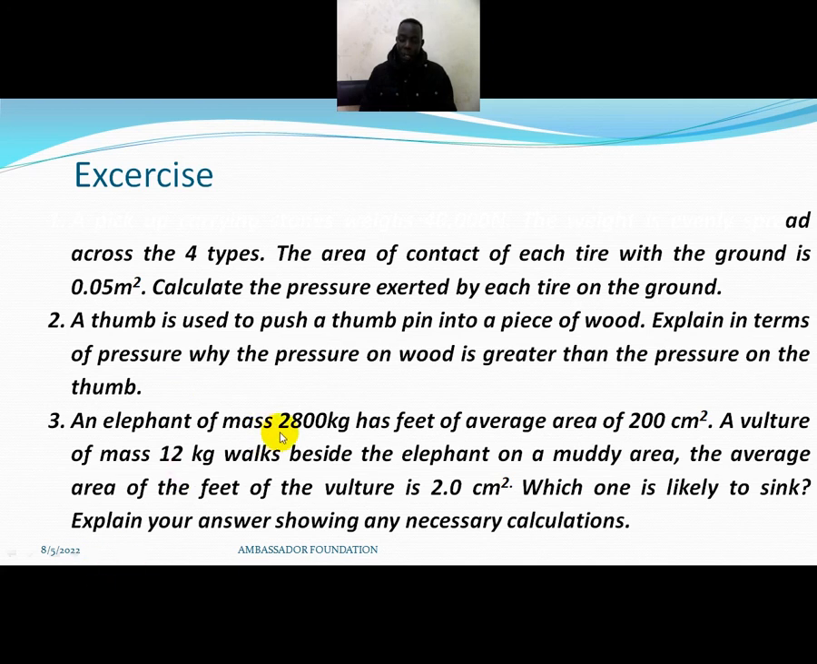An elephant of mass 28 kg has feet of average area 200 centimeters squared. A vulture of mass 12 kg walks beside the elephant on a muddy area. The average area of the feet of the vulture is 2 centimeters squared. Which one is likely to sink? Explain your answer, showing any necessary calculations.